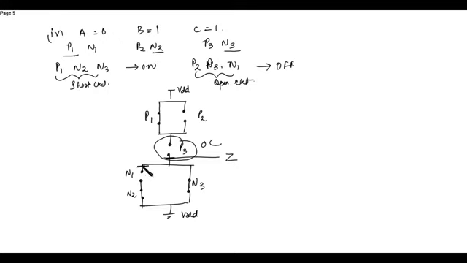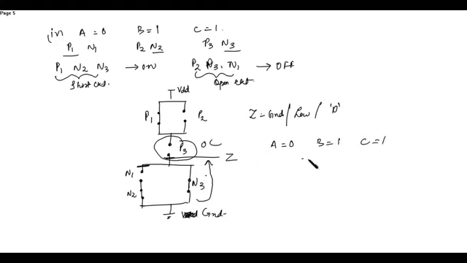Here N1 will block the flow. This is ground. So since N1 is parallel with N3, this will be obtained in the output. When they're in parallel, it's just like an OR condition. This is 0, this is 1, then the output will be 1. So Z is ground, or you can say the low voltage or 0. So when A is equal to 0, B is equal to 1, C is equal to 1, the obtained output will be 0.